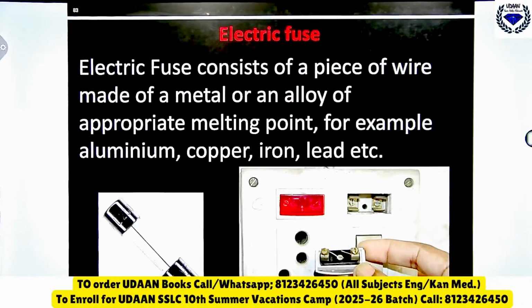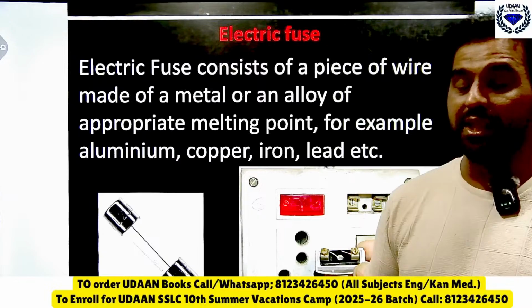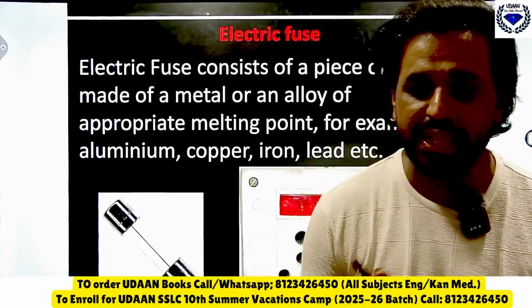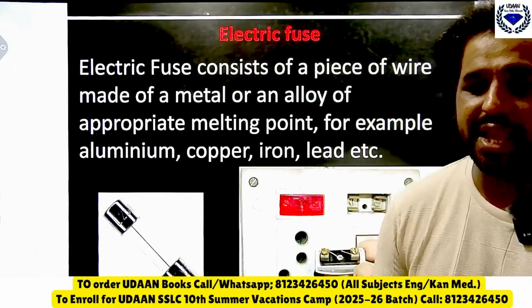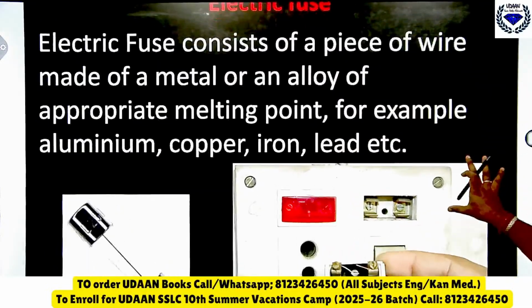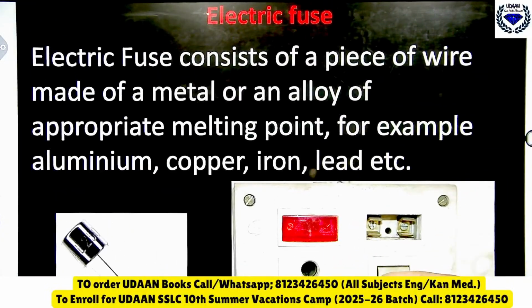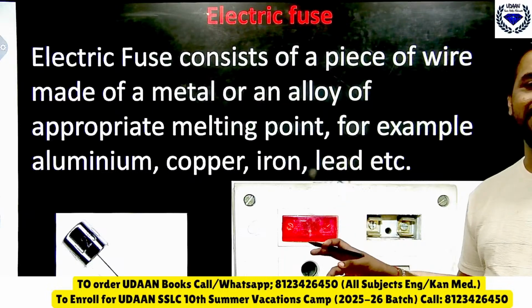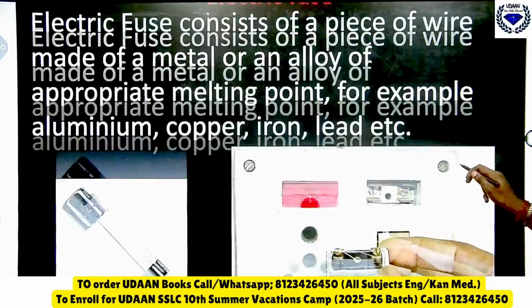Okay, see, electric fuse consists of a piece of wire. So let me know which metal is used as a fuse, put it in the comment section so that I can get to know. See, electric fuse consists of a piece of wire made up of metal or an alloy of appropriate melting point. For example, aluminum, copper, iron and lead. Copper is extensively used here.